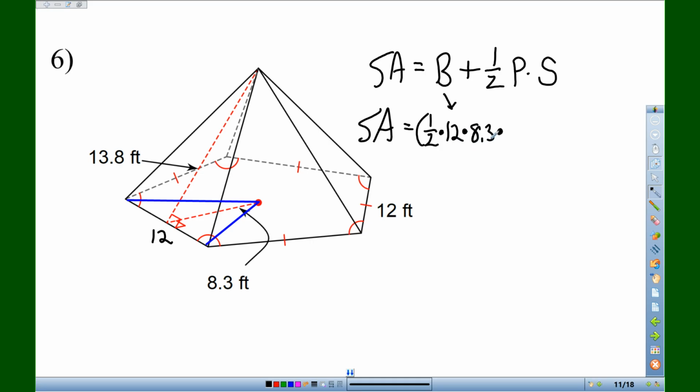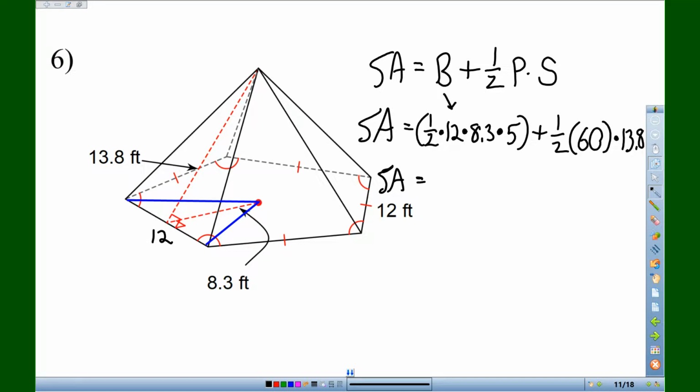Okay, and then times the number of sides, 1, 2, 3, 4, 5. Okay, and then plus 1/2 of my perimeter. All sides are 12. There's 5 of them. 5 times 12 will give me a 60 there. Okay, and then times the slant height, which they give to us, 13.8. So nothing too crazy if you're getting good at that capital B for the many-sided polygon.